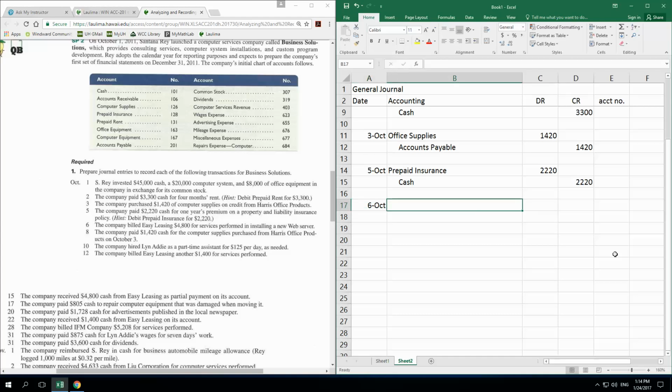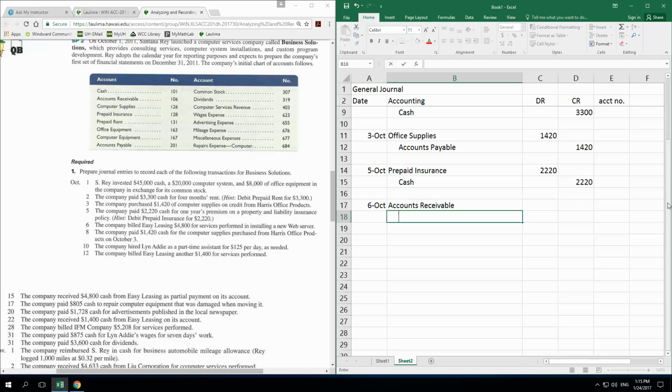Okay, October 6th. The company billed Easy Leasing for $4,800. Okay, and it was because they performed services of putting in a new web server. So our company did the services, but we didn't get paid yet. We're going to have a new asset called accounts receivable. You guys know receivable, right? The real simple way I break it down, and it might not be the orthodox way to say it, is it's able to be received, right? We haven't received it yet, but it's receivable. So we're waiting to receive it.